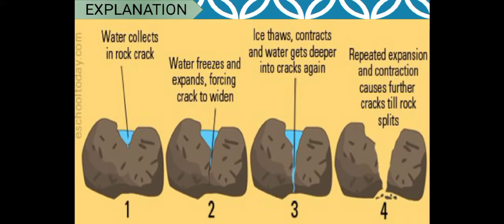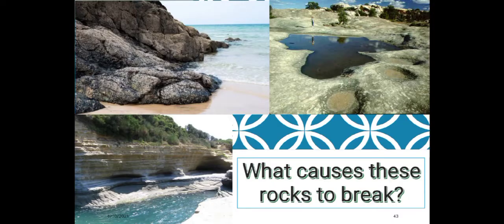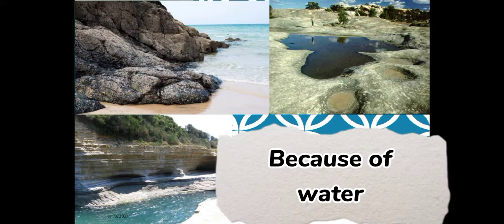So what happens to the rock in the end? That's right. The rocks break. The rocks weathered. And what causes the rock to weather? Very good. The rock weathered because of water. Because of water that collects in rock cracks.